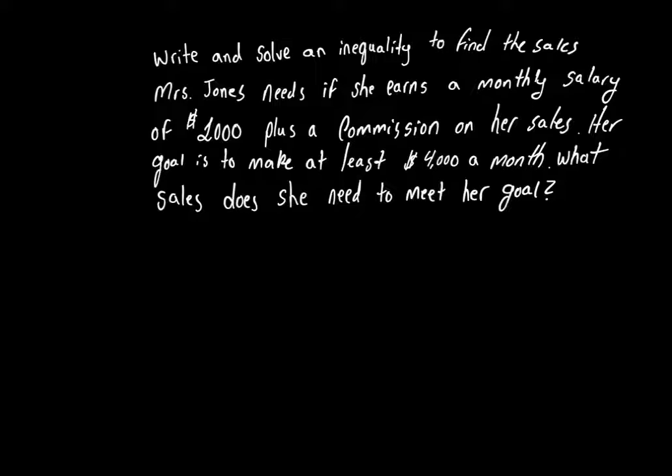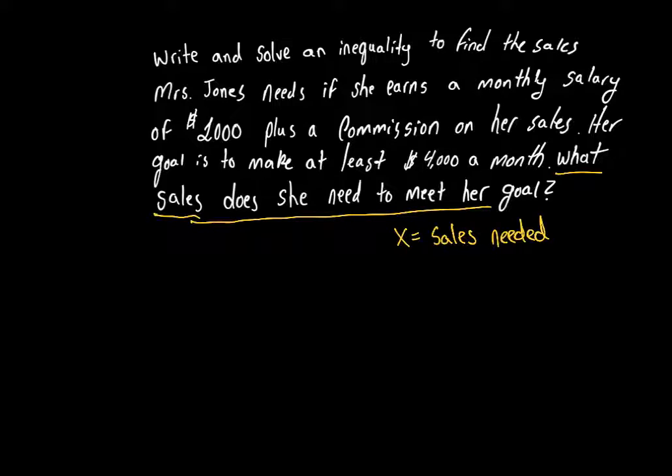Well, we're going to need to walk through our process of solving a word problem. What I'm going to do is get a variable, and we're going to use x, the most commonly used variable in word problems where you don't know what the value is. And we're going to make that the sales needed. How did I get that? What sales? I got that from right here. What sales does she need? That's the question. What sales does she need to meet her goal?